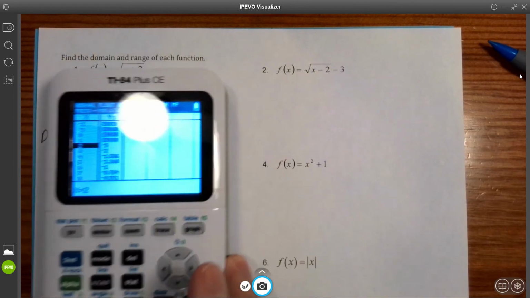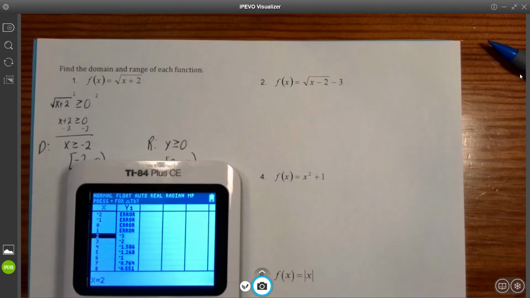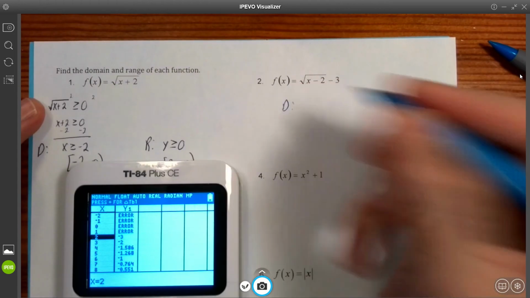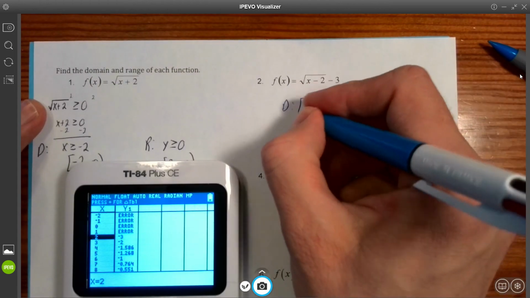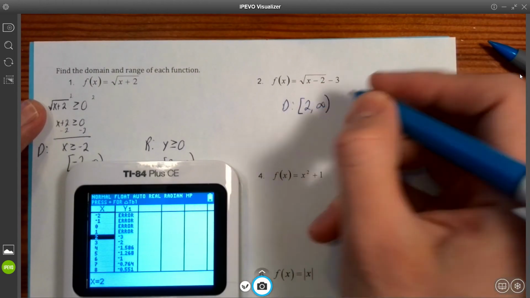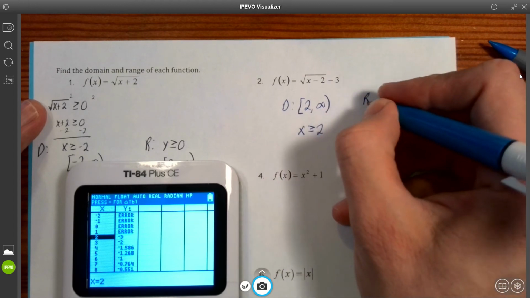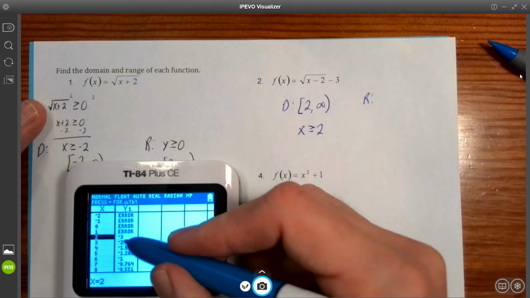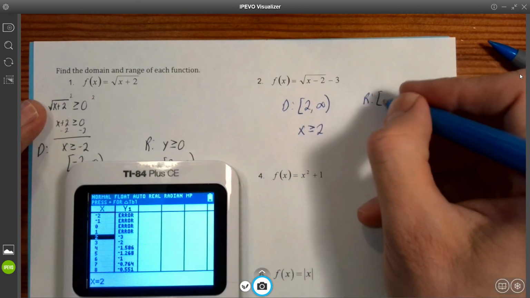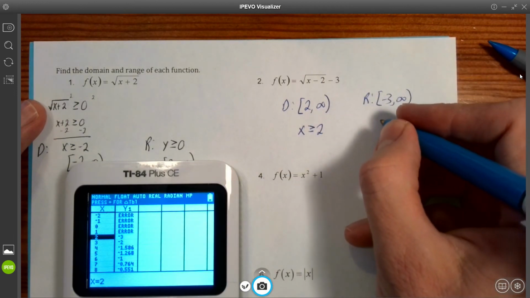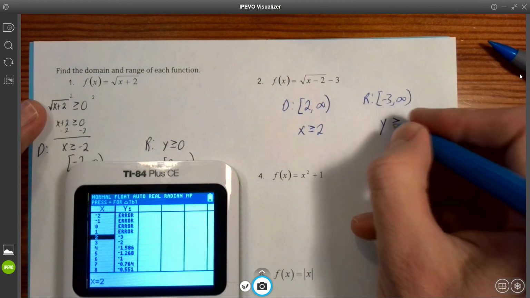So when we write this one, put this where there's not a glare, which is difficult to do. When I write this one, I could say, well, my domain is from 2 to infinity. And I could also say, basically, it's everything greater than or equal to 2. My range is everything from negative 3 and upwards, so negative 3 to infinity. And we could also write that as y greater than or equal to negative 3.